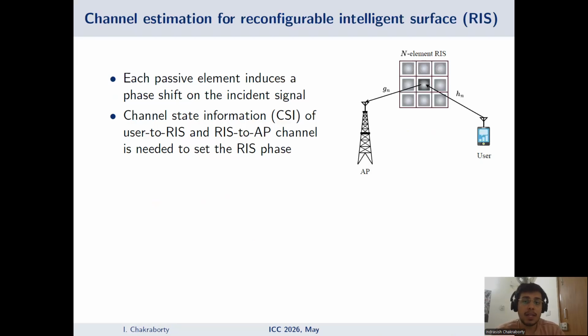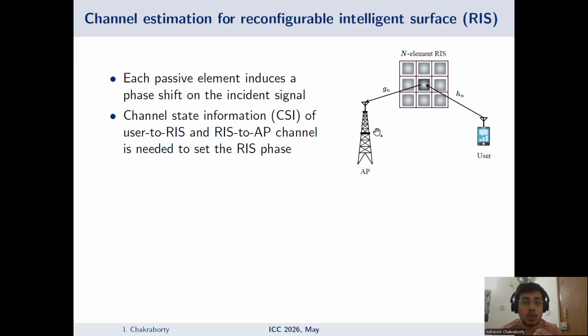Now, reconfigurable intelligent surface or RIS consists of these passive elements that can induce a phase shift on the incident signal. What we want to do here is we want the signals coming from all these RIS elements to combine coherently at the receiver. Here we take an example of the uplink communication scenario. So user is the transmitter and the AP is the receiver.